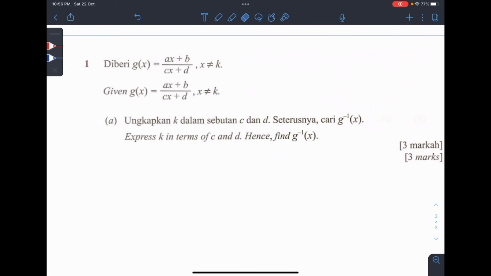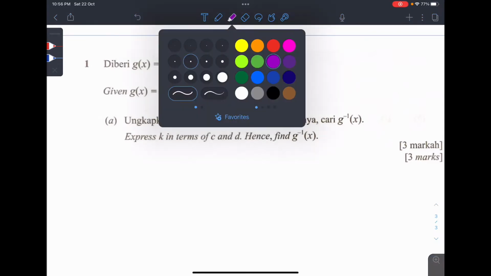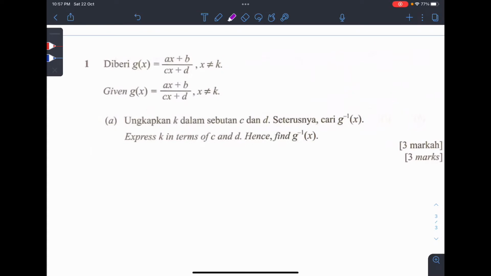Okay, and yeah, let's get started. So we have given g(x) equals (ax plus b) over (cx plus d), x does not equal k. Express k in terms of c and d, hence find g inverse. So this is actually a two-part question, guys. We are going to do k in terms of c and d first, and we are going to do the inverse later.